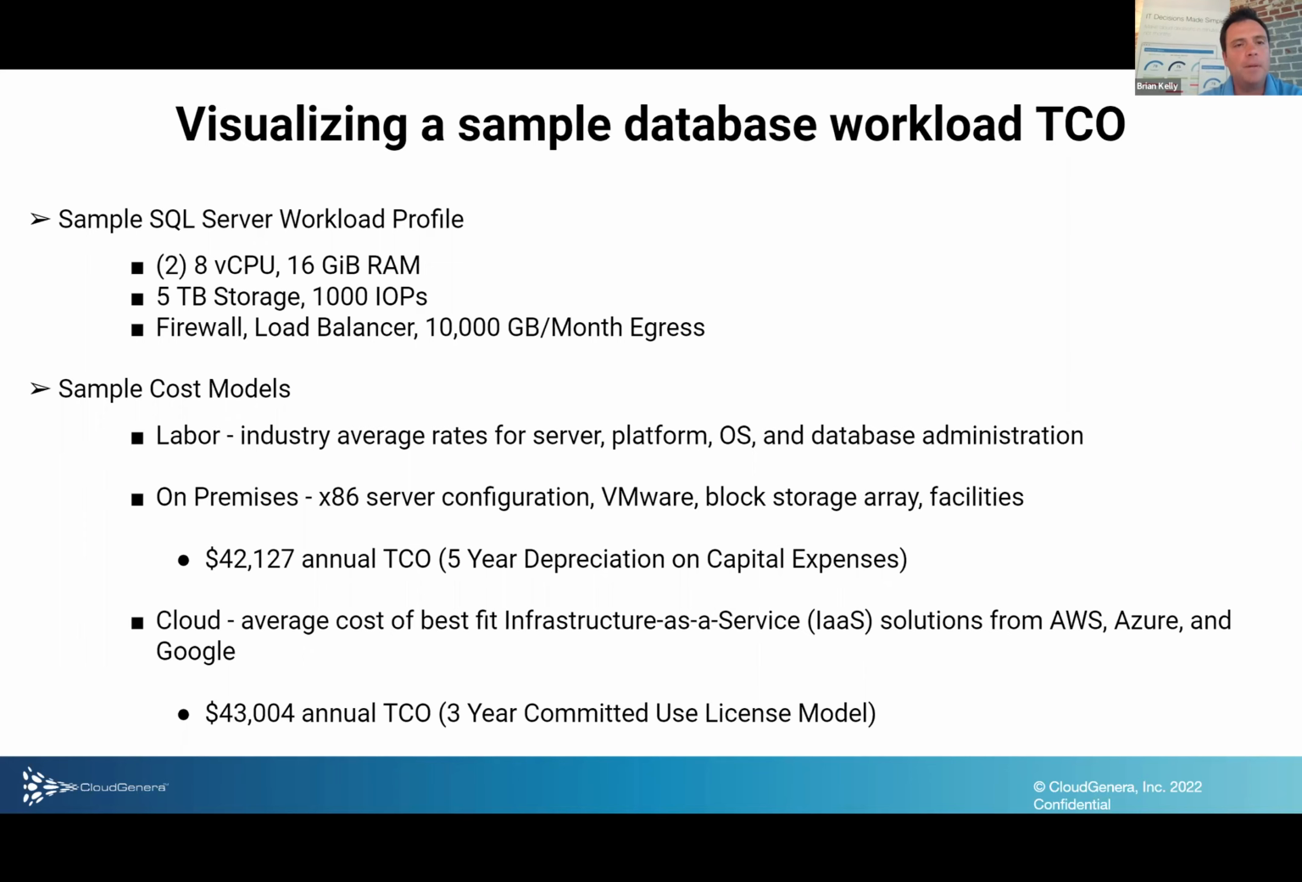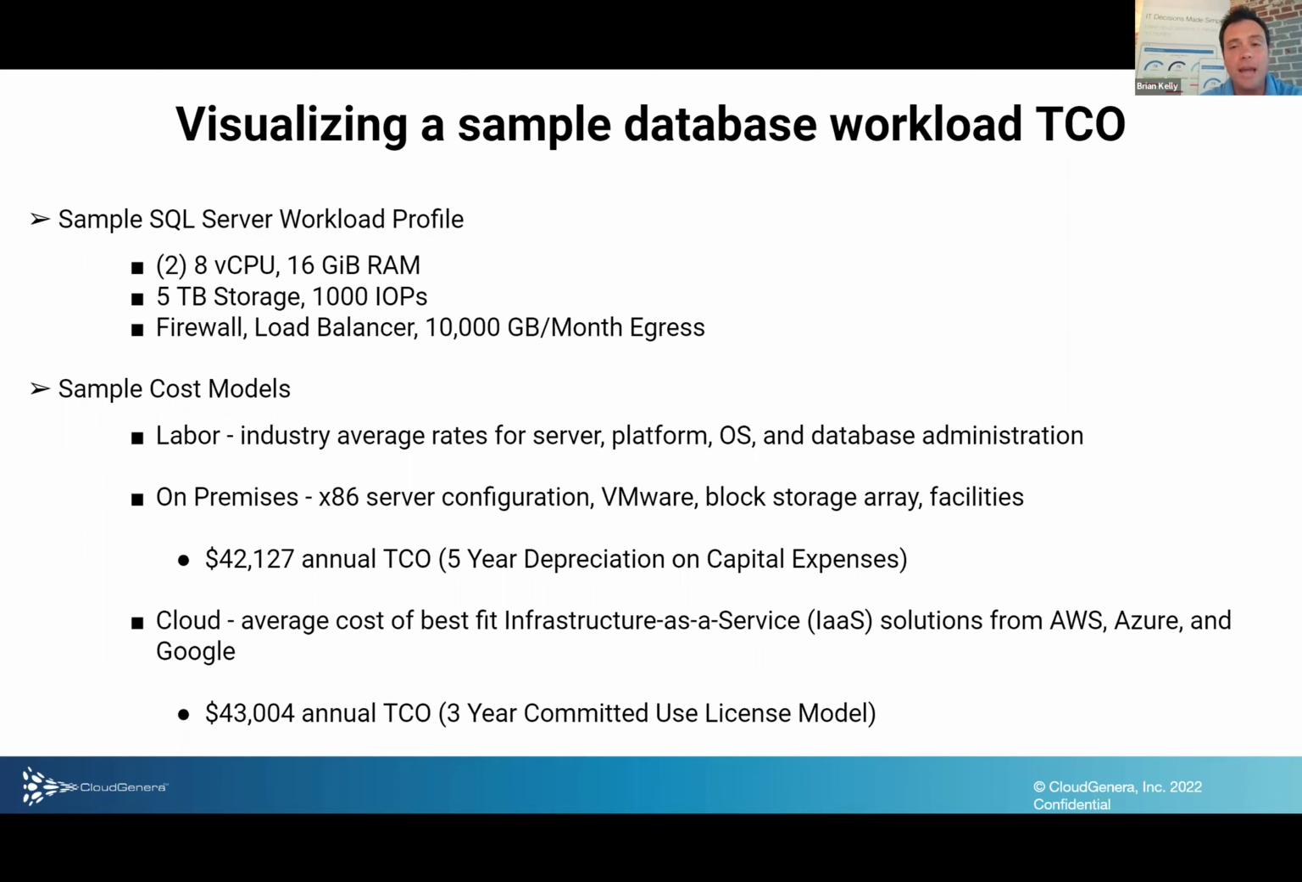And then along with this sample workload profile and its capacity and configuration, we've modeled sample costs. Across the board, we're leveraging industry average rates for server, platform, operating system, and database administration. For on-premises, we're taking an average of a common x86 server configuration and an industry average of costs associated with VMware and running virtualized workloads on that server configuration.